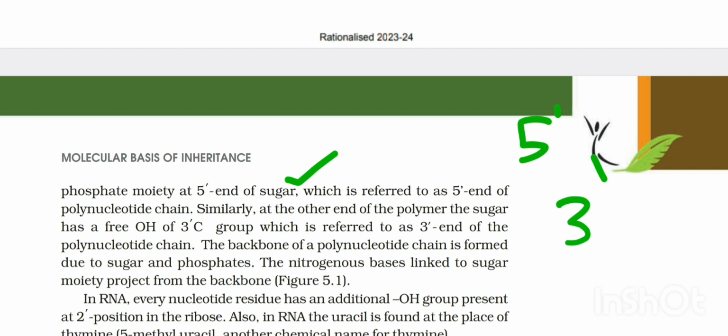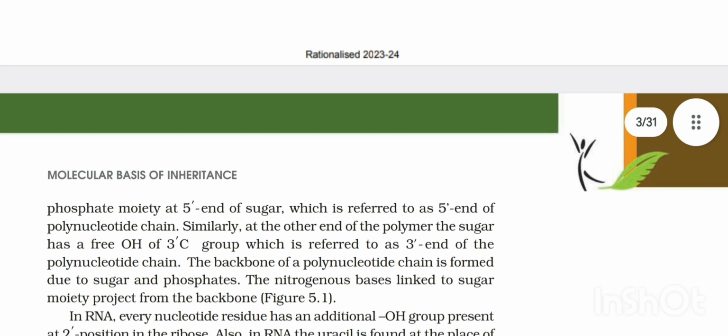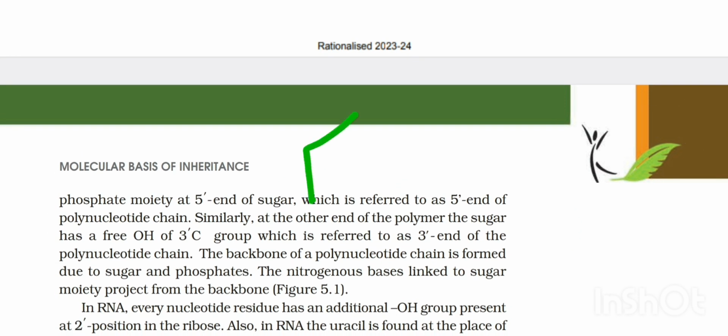The backbone of the polynucleotide chain is formed by sugar and phosphate. The nitrogenous base is linked to the sugar moiety and projects from the backbone. So what is the basic structure and how does it look like? Suppose it is a pentose sugar.